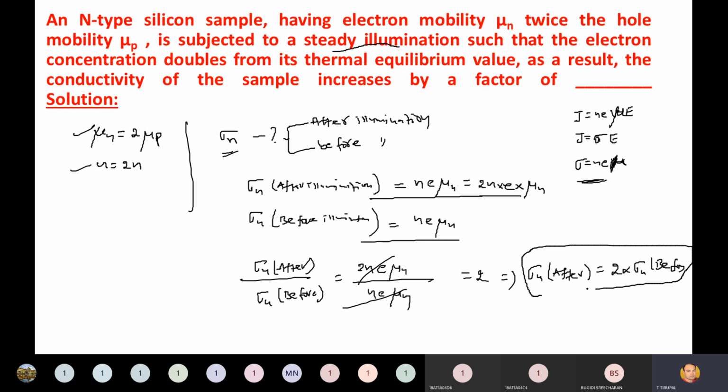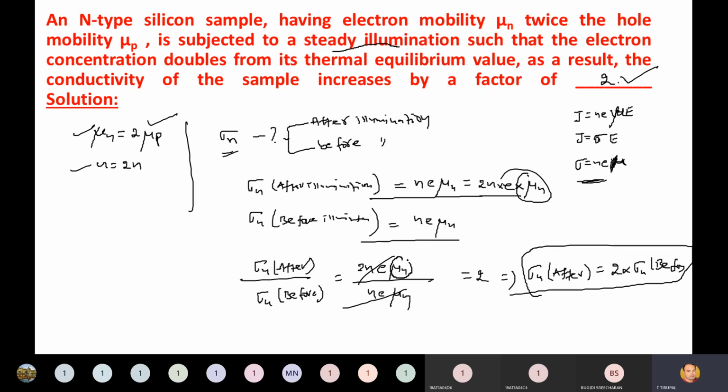It increases by a factor of how much? 2. It is increasing by a factor of 2. For confusion purposes, he has given that mobility of electrons is equal to twice the mobility of holes. If you substitute this, instead of mu n, twice that of mu p, then it will become complicated. So let us cancel these terms, because mu n is there and mu n gets cancelled.